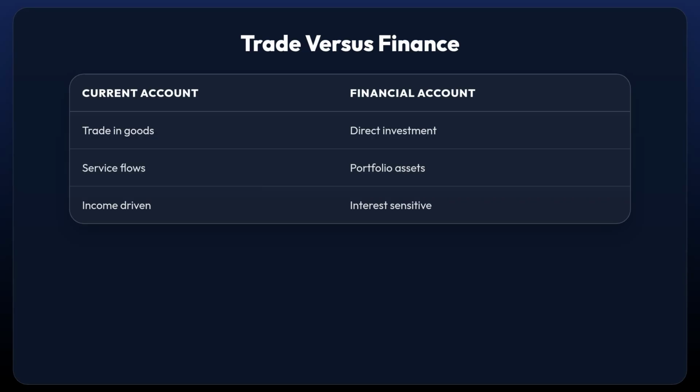The current account follows the trade of tangible goods and services, which is largely dictated by domestic income levels. In contrast, the financial account records the movement of investment capital. This side of the ledger is highly sensitive to how our domestic interest rates compare to the rest of the world. Think of it as the choice between buying a foreign product or buying a foreign bond.